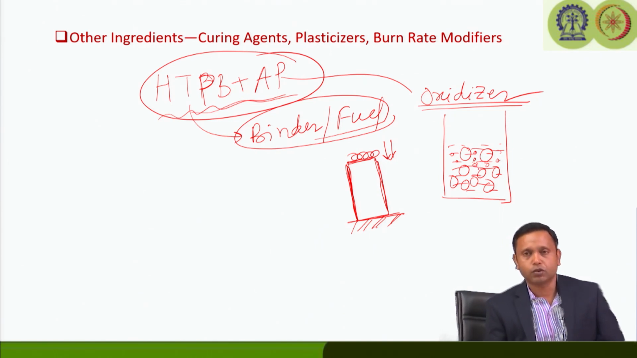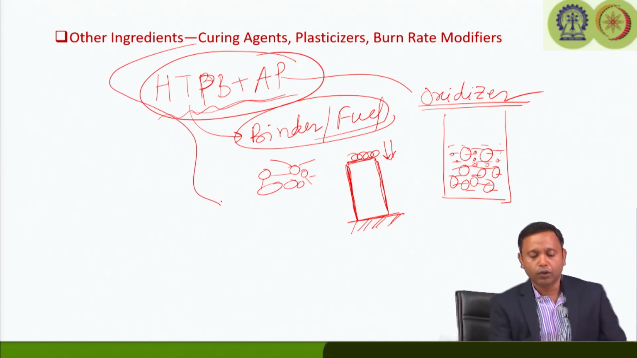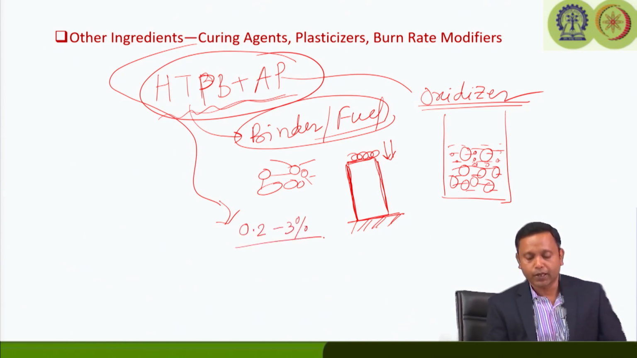So, the curing agents act as an agent for accelerating the cross linking, and form the cross linking of the polymers, which is going to hold the solid crystals. So, it has an important role, although the amount of curing agents may not be very high, it may vary from 0.2 to 3%, but it has a very important role to play in making the cross linking.